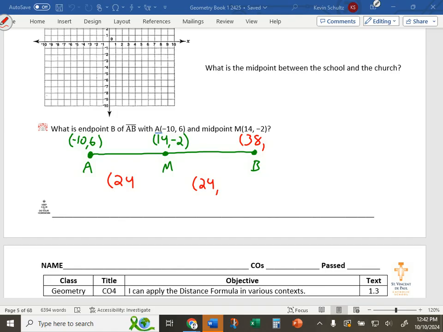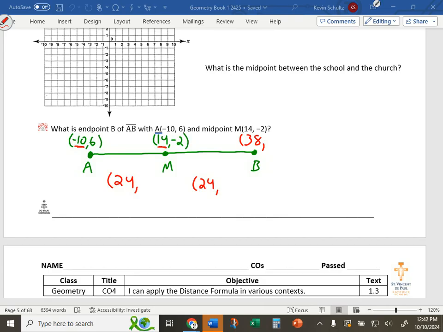We're almost out of time, so if you want me to explain this, listen up. Again, if we went this far to get to the middle, we have to go that far to get to the end. So we look at the x values and ask, how far did we go on x to get from negative 10 to positive 14? A total distance of 24. We went a distance of 24, which means we've got to go a distance of 24 again to get to the end of the segment. So if we are at 14 and we go 24, that brings us to 38. Okay?